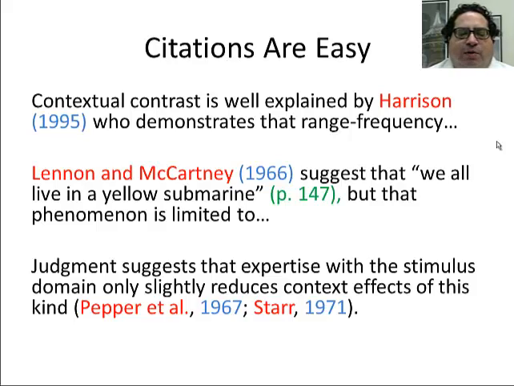In the third example, they're using two sources for that information. So they make some assertions that they're writing, and then that citation actually contains information about two sources, Pepper et al. That means Pepper and others, 1967, and Starr, 1971.